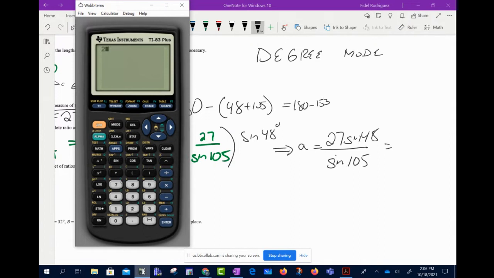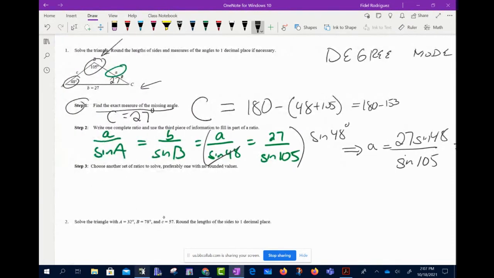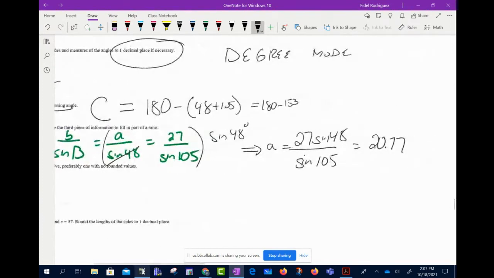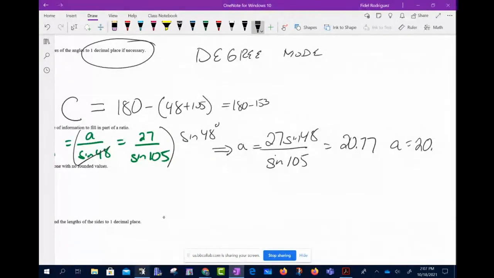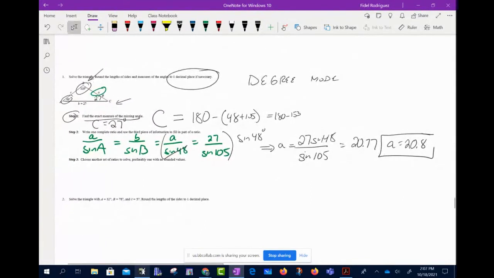All right. So I'm going to do 27 sine of 48 divided by the sine of 105, and hit enter. What I'm coming up with for A is 20.77, and I believe the directions are asking me to round to one decimal place. So for A, I would say it's equal to 20.8, and it doesn't look like we have any units. It didn't say whether they are inches, feet, whatever it happens to be. So we found the side A. We still need to find the side for C.